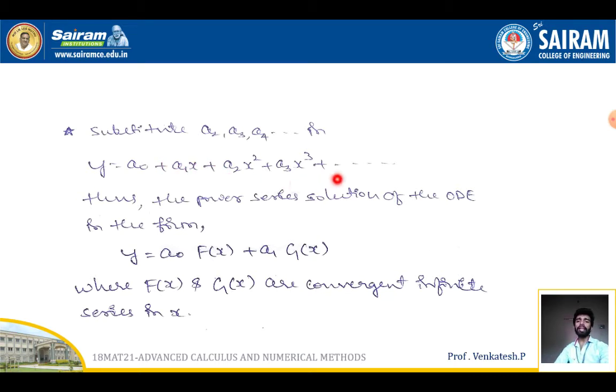On expanding the equation along with the constants, we get the equation like this: y is equal to a0 into f of x plus a1 into g of x. On replacing the constants, I take a0 as a common factor and group the remaining terms as f of x, and take a1 as a common factor, grouping all the remaining terms as g of x, where f of x and g of x are convergent infinite series in x.